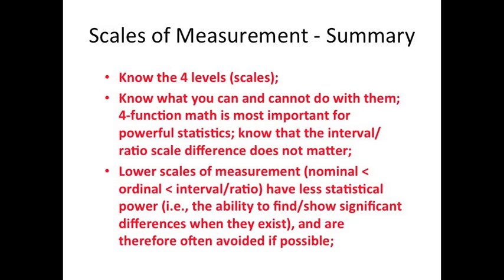Lower scales of measurement have less statistical power. That is the ability to find or show a significant difference when it exists, and therefore people really try to avoid them if they possibly can. And what I mean by lower scales is nominal is the lowest. The categories analyzed with a chi-square. Ordinal is the next lowest. That's a ranking, typically a Mann-Whitney test, and median is the way to describe the central tendency, if you will. Interval and ratio are the most powerful and are really comparable in terms of biostats. And they have the most statistical power.